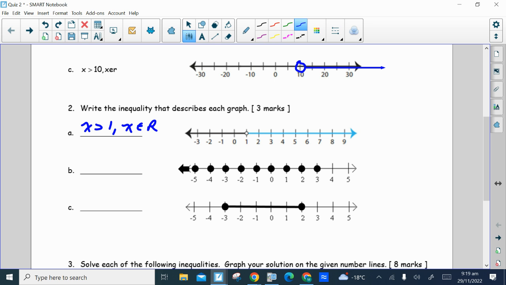Question B are dots, so that's integers. It starts at 3, and notice the big thick arrow going off to the left. So we would say x is less than or equal to 3, only now x is an element of integers.